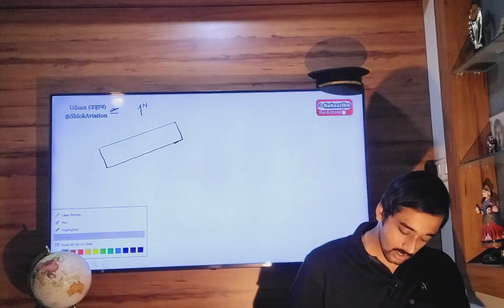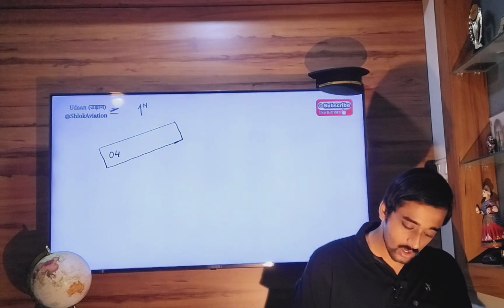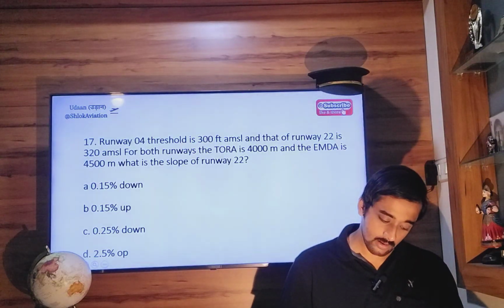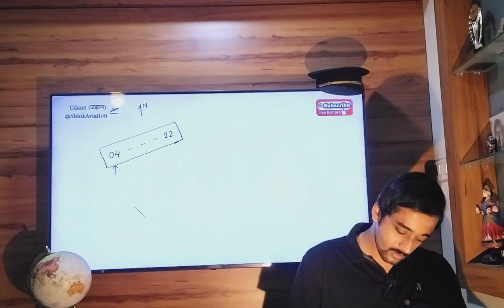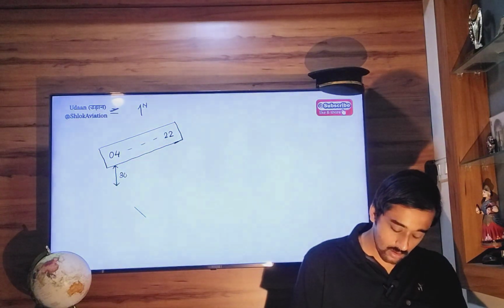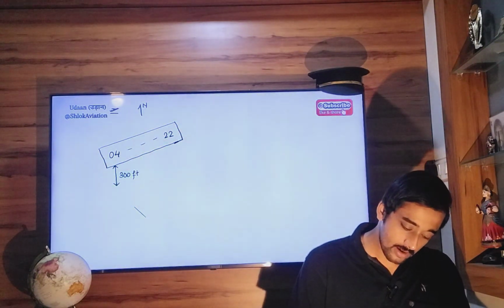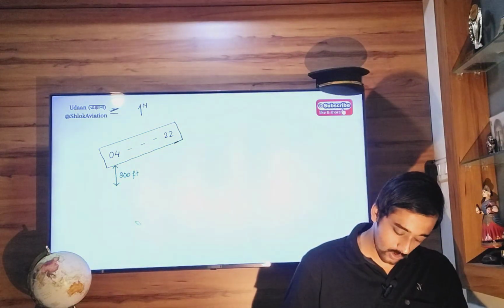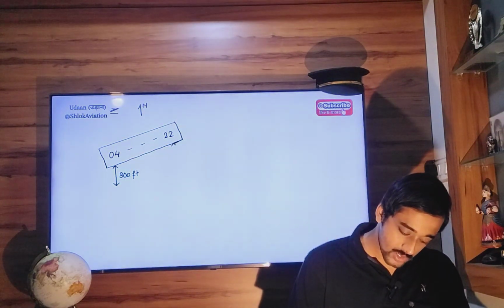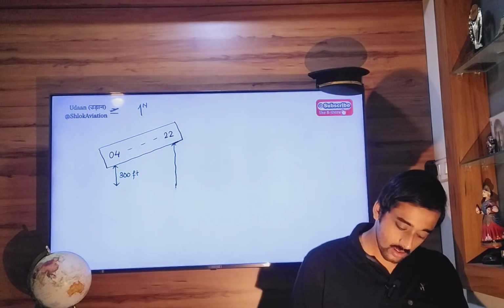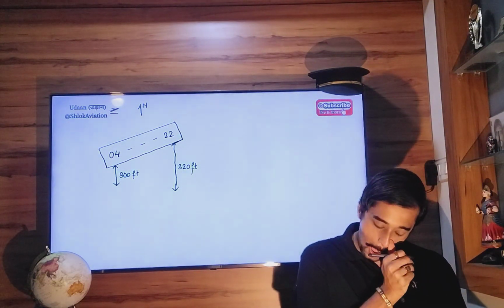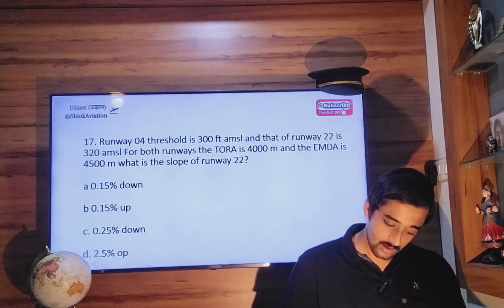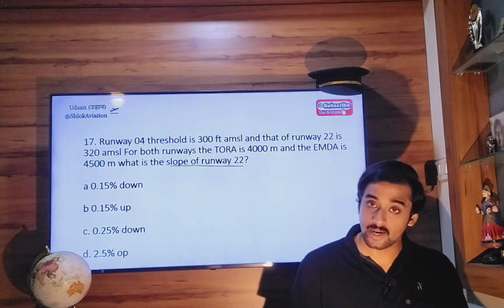So the runway, it's runway 04/22, right? Now runway 04 is 300 feet. Runway 22 is higher than runway 04, so it is 320 feet. Okay. So we have to find the slope of runway 22.